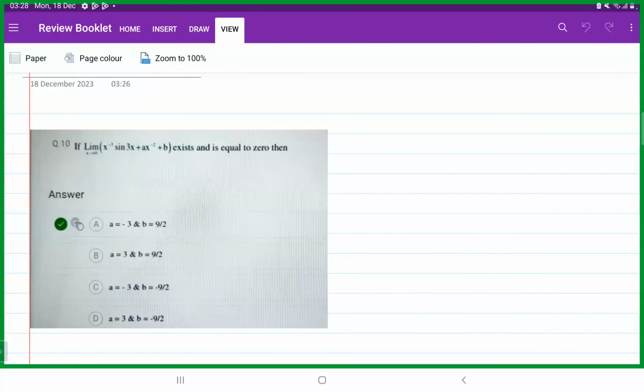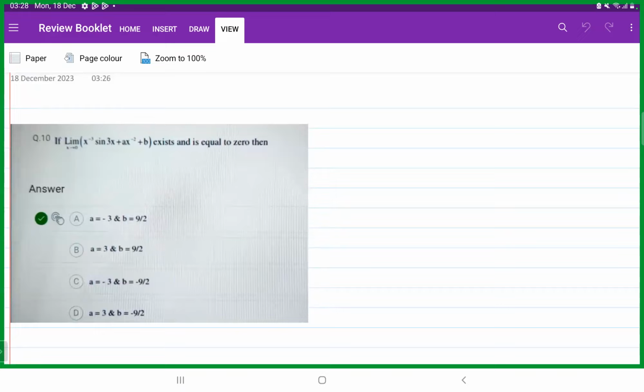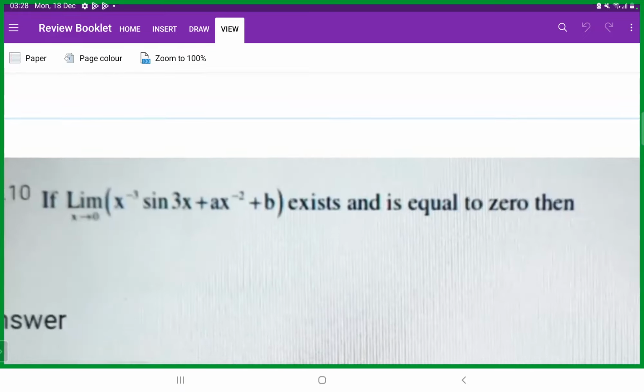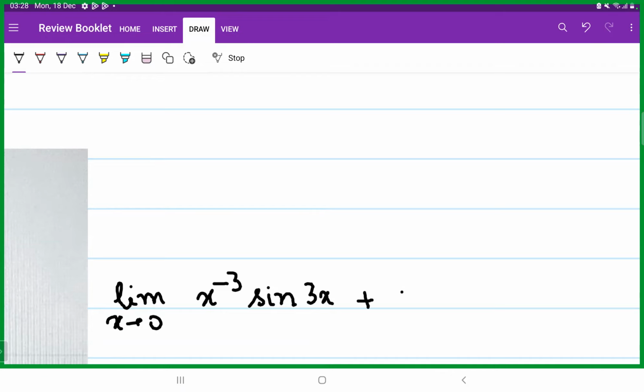Hello everyone. So we have a good question from the chapter of limits. Let me just write down this question for you in case it's not very clear. So this is what it looks like. Limit x tends to 0, x to the power minus 3 sine 3x plus a. Let me just write it in this particular format.